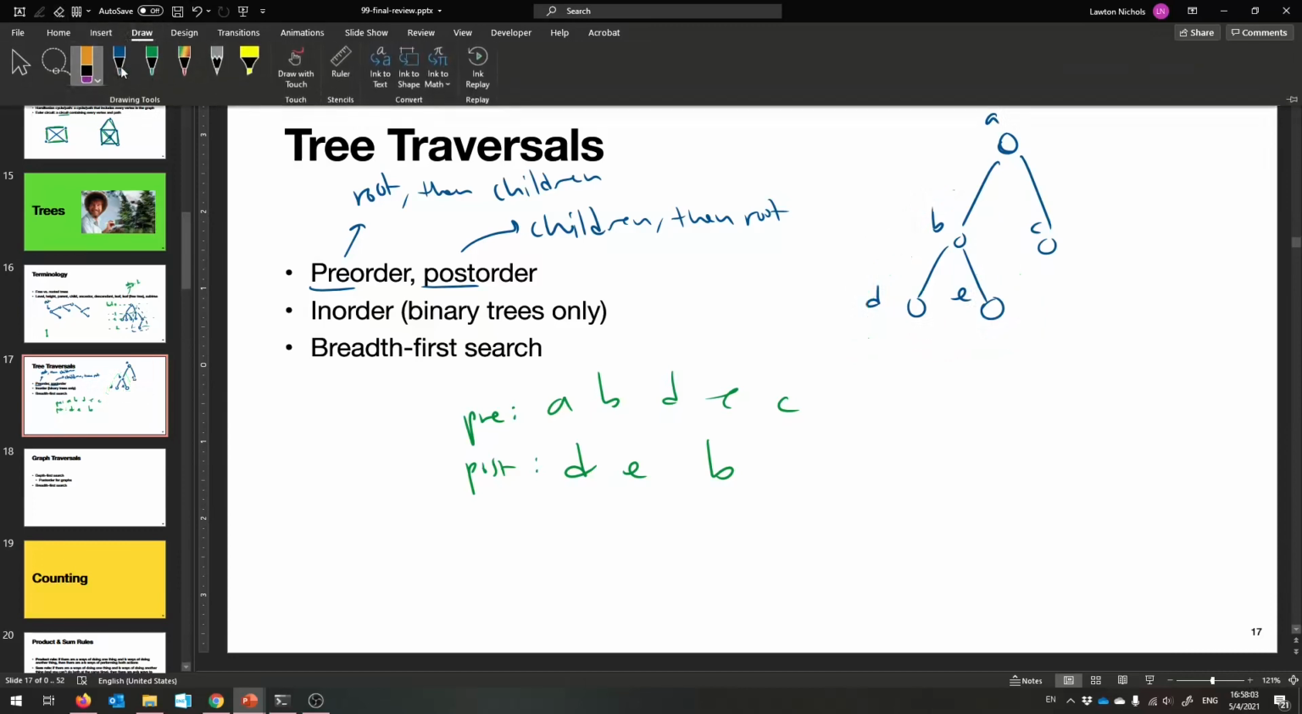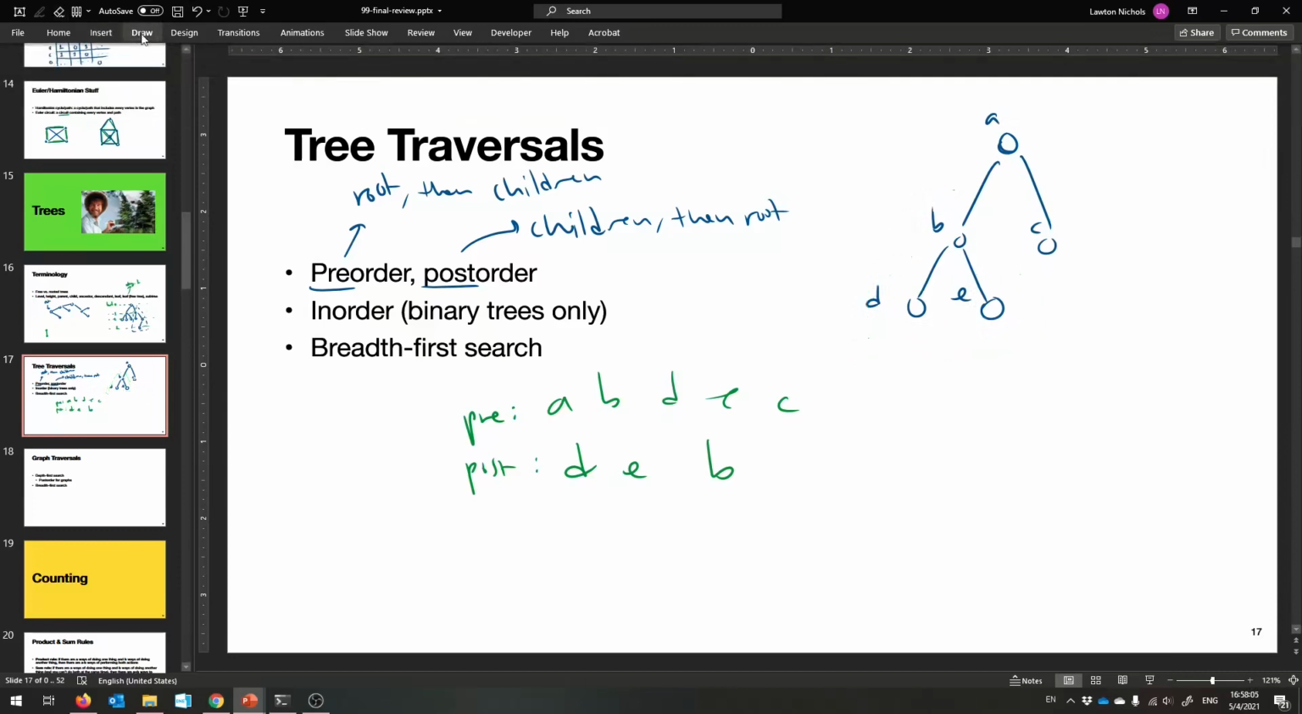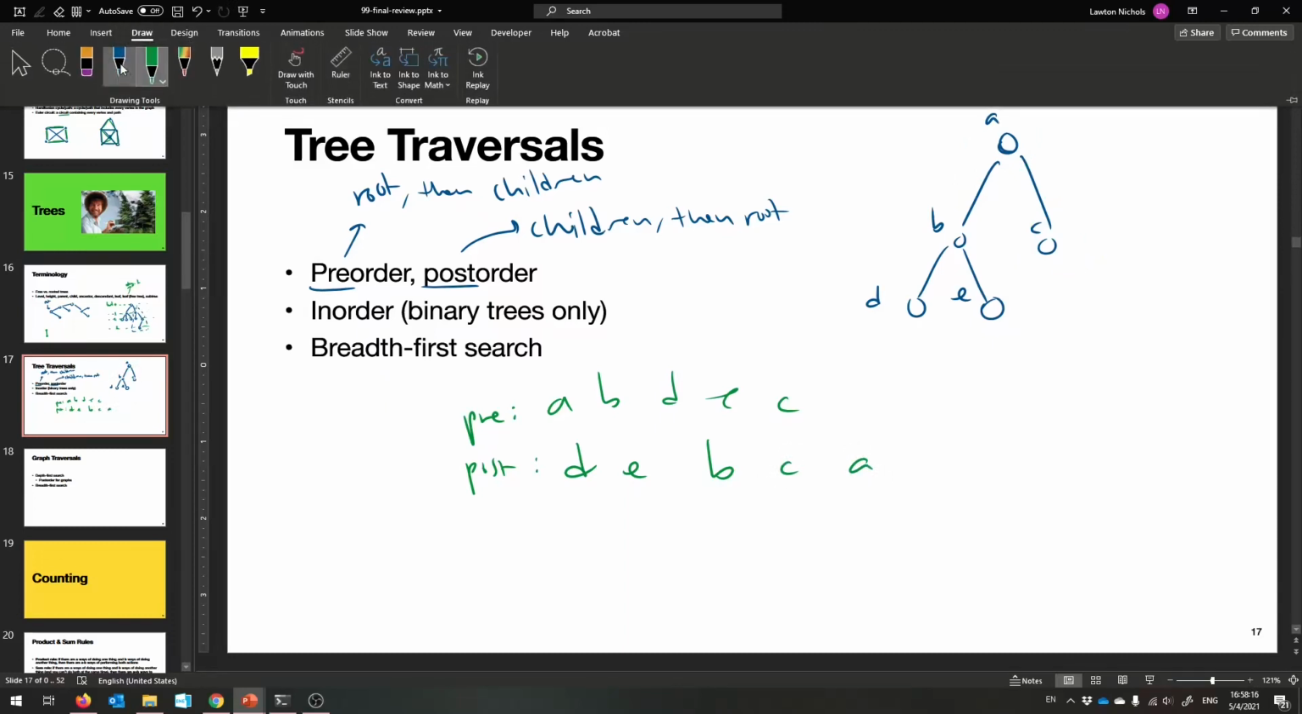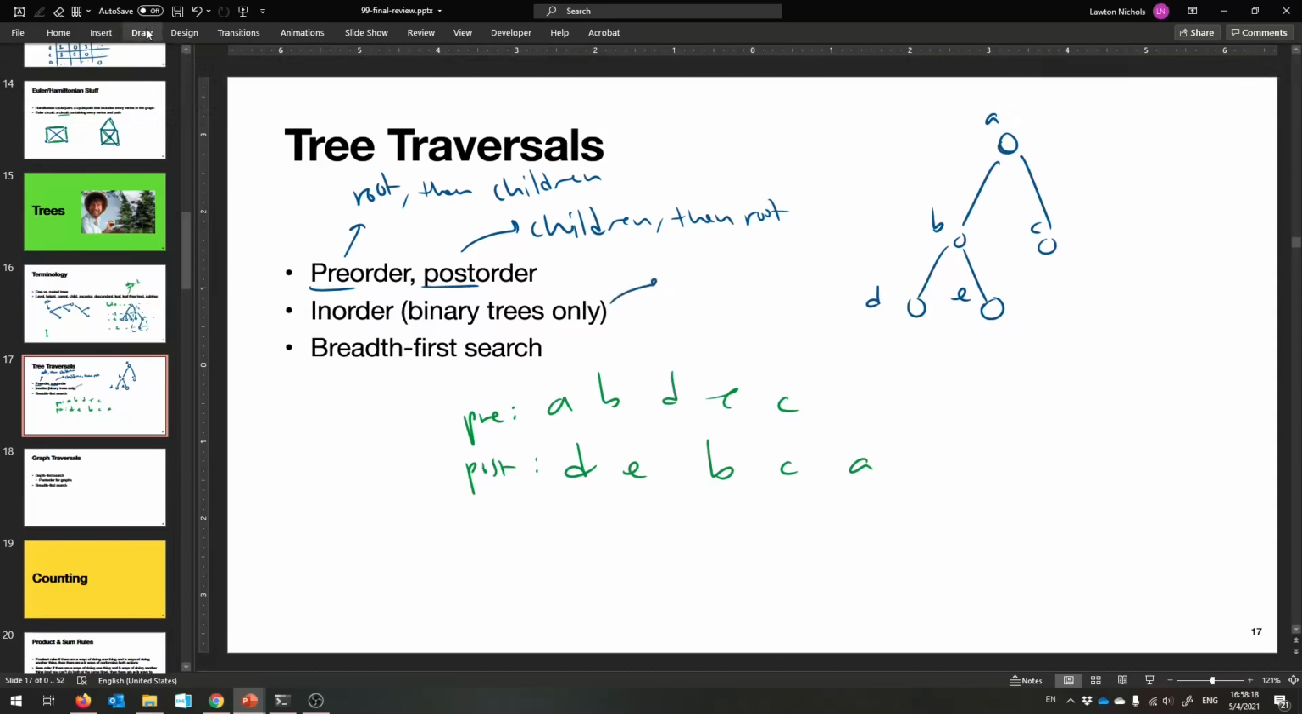And then we have the right subtree still, C, and then we have the root, A. Okay, hopefully that makes some sense. That's post order. In order is left, right, root. No, sorry, left, root, right.